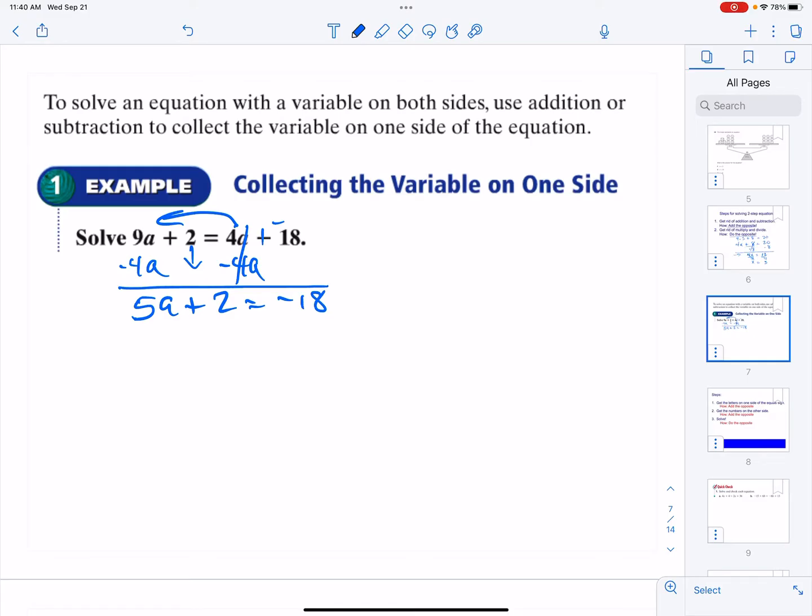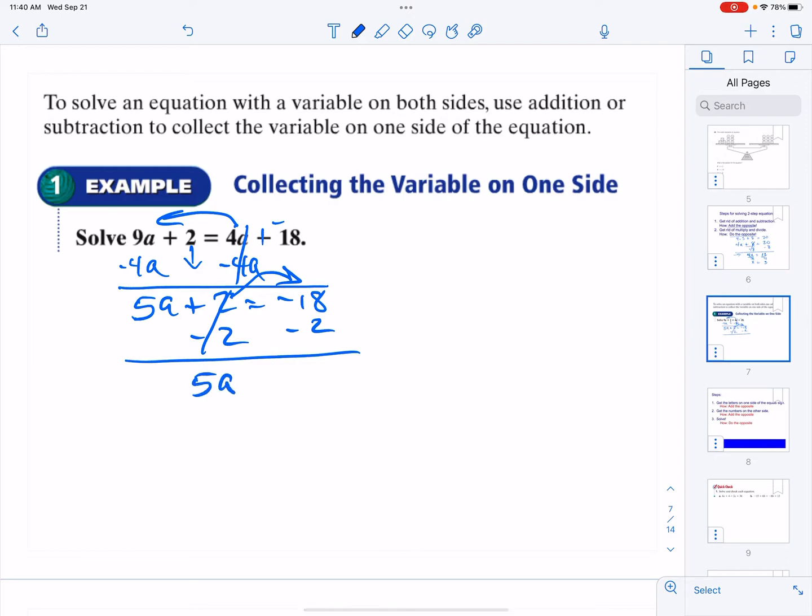So now I need to move this 2 that's on the left-hand side over to the right-hand side. So again, we do that by adding its opposite. So here I've got a plus 2, so I'm going to do a minus 2, or a negative 2. And I'm going to do that same thing to the other side. And now these 2's on the left are going to cancel each other out and become 0.